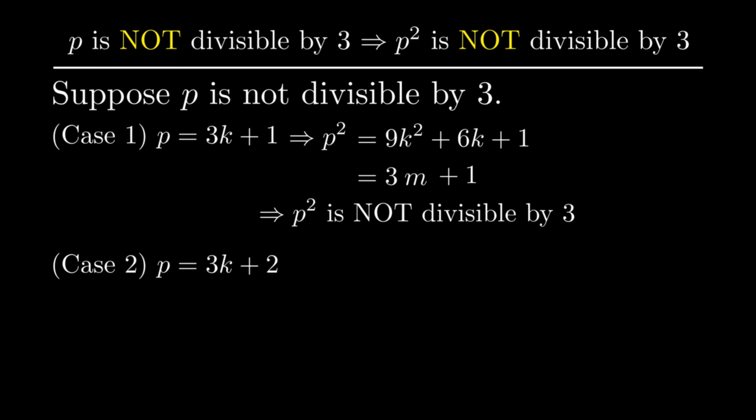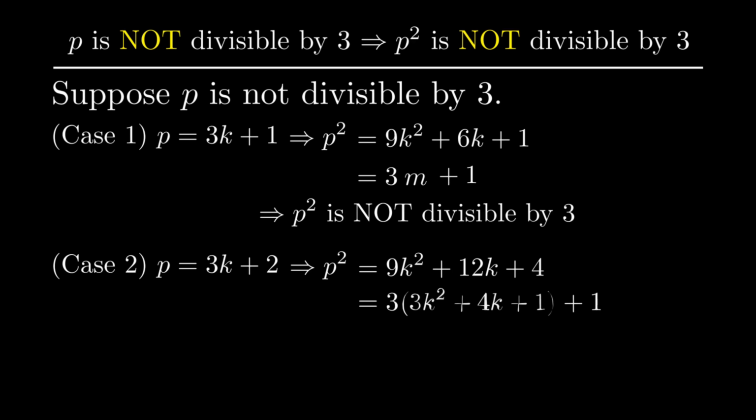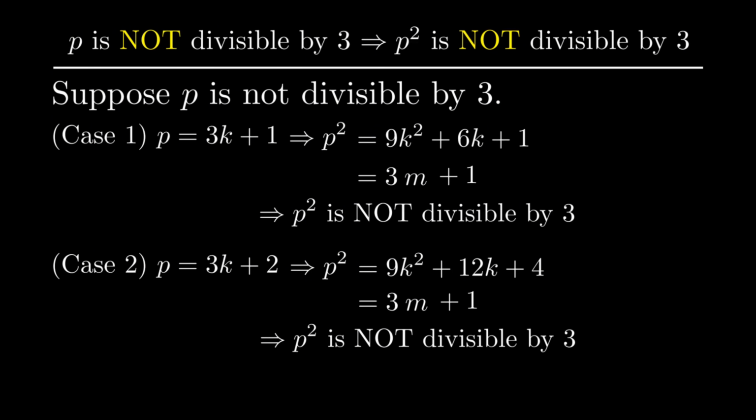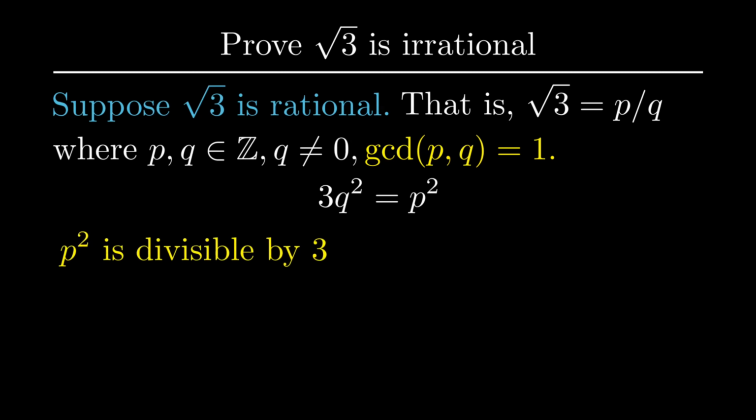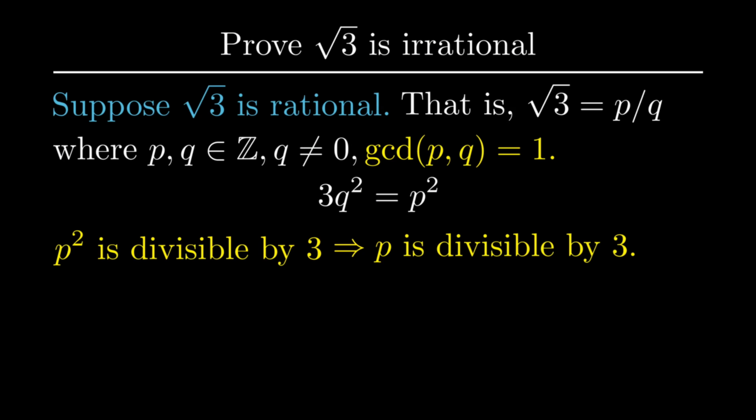In the second case, p is 2 more than a multiple of 3, or p equals 3k plus 2. Again, when we square this, we get this. And if we rewrite it as so, we can again write p squared as 1 more than a multiple of 3. Which means it cannot be divisible by 3. Hence, we have shown that if p isn't divisible by 3, then p squared is also not divisible by 3, which by the contrapositive proves the statement that if p squared is divisible by 3, then so is p.